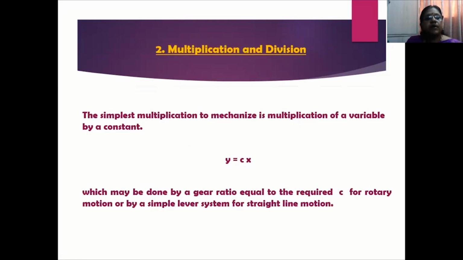There comes the next important mathematical operation, that is multiplication and division. The simplest multiplication to mechanize is multiplication of a variable by a constant. Let C be a constant and X, Y be the variables. Then you can say Y is equal to C into X, which is the simplest form of multiplication, and can be easily obtained by a gear ratio equal to the required C for rotary motion, or by a simple lever system for straight line motion.